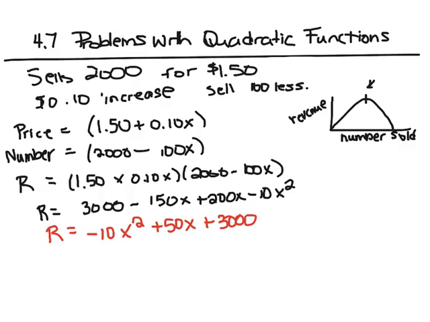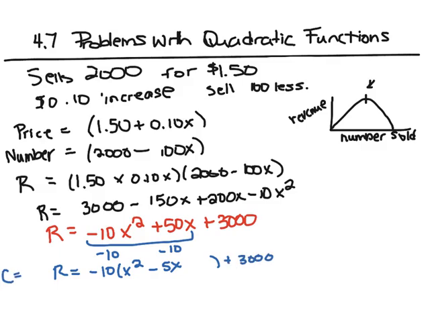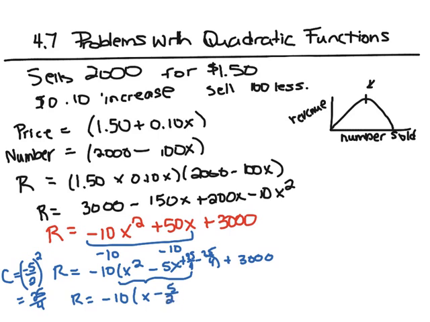We're going to put this into standard form. So we're going to divide this by negative 10. So we have R is equal to negative 10 x squared minus 5x, leave a space, plus 3,000. Find your C value. So we're left with 25 over 4. So we're going to add 25 over 4 and minus 25 over 4. Factor the inside. So R equals negative 10 x minus 5 over 2 squared.